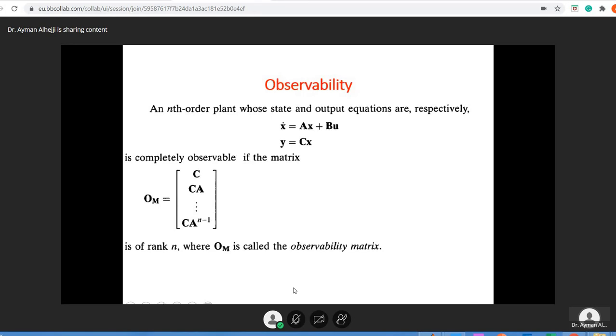Yalla, we are back. Observability part. So the observability part is related with the state matrix and with the output, with A and C.